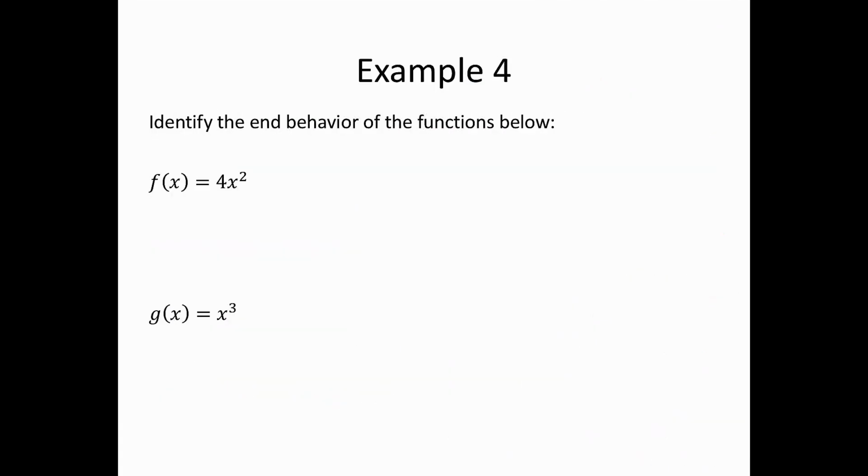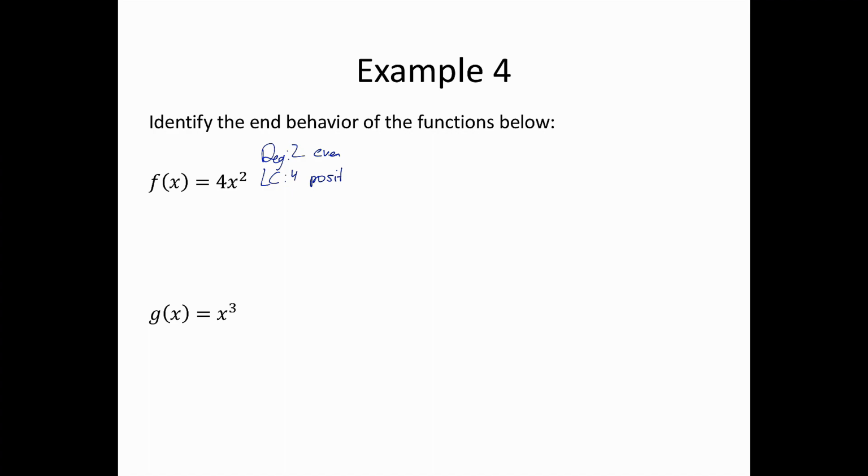For example 4, we're kind of throwing it back a little bit. We're asked to identify the end behavior of the functions below. Looking at these functions, f of x equals 4x squared, and g of x equals x to the third. For f of x, our degree is 2 and our leading coefficient is 4. So we have an even degree with a positive leading coefficient.